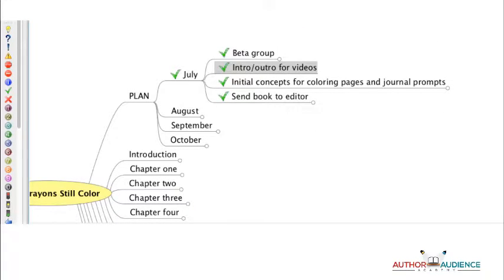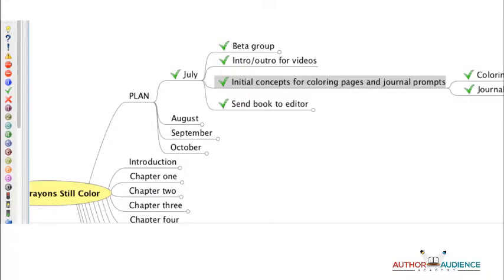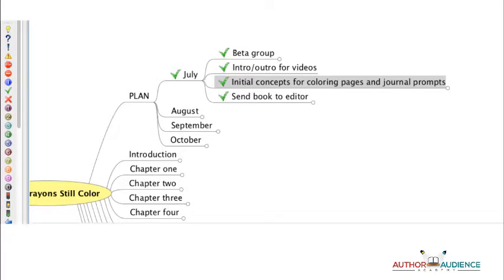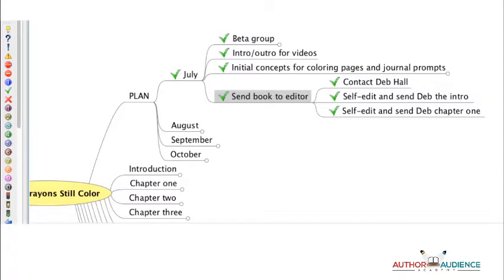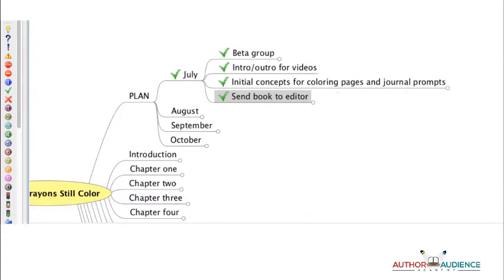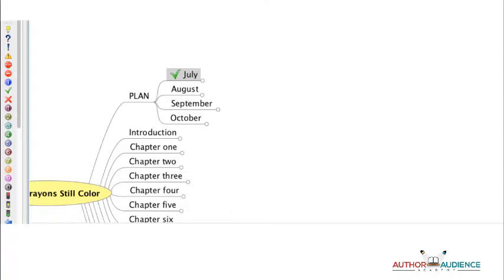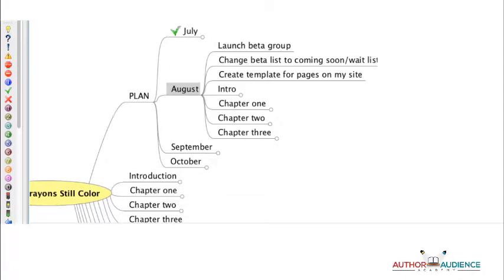I have the intro, outro videos. I got those finished. Initial concepts for coloring pages and journal prompts. I got those finished. Send book to the editor. I'm using Deb Hall. I highly recommend her. And if you need her information, just let me know. But I got all of those things done. So July, once I finished all of those, guess what? July gets a check mark. Yay! July is finished. And so now I have August.